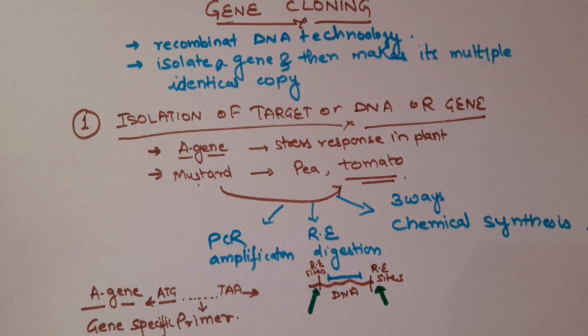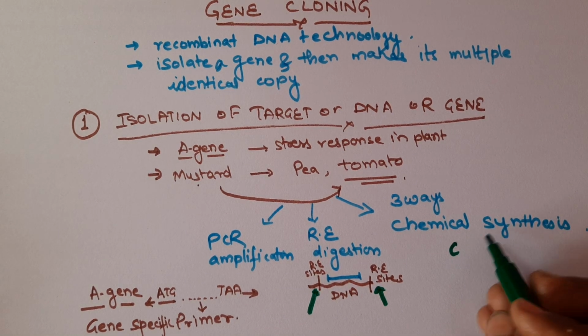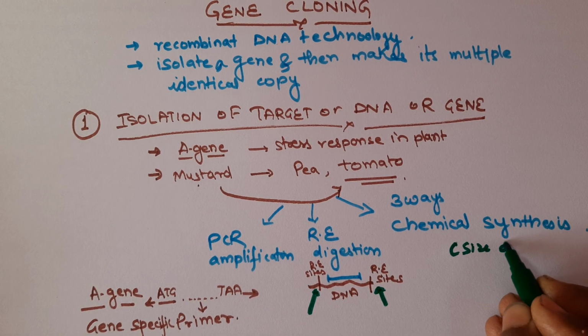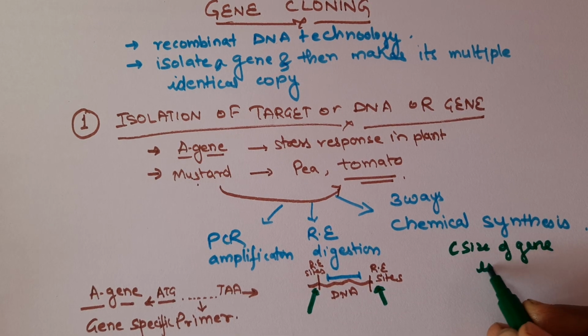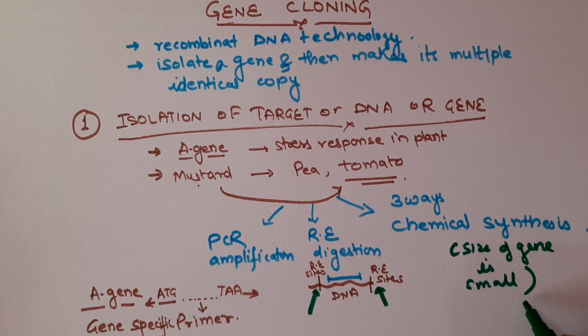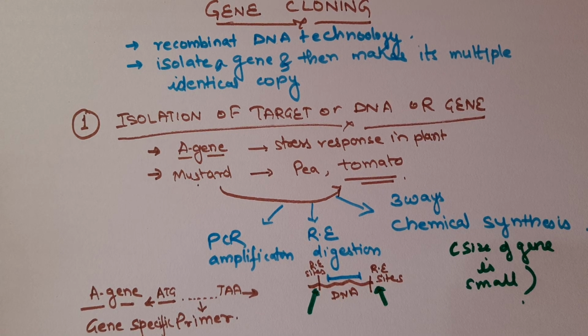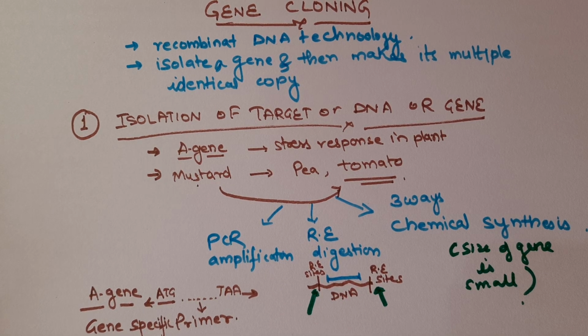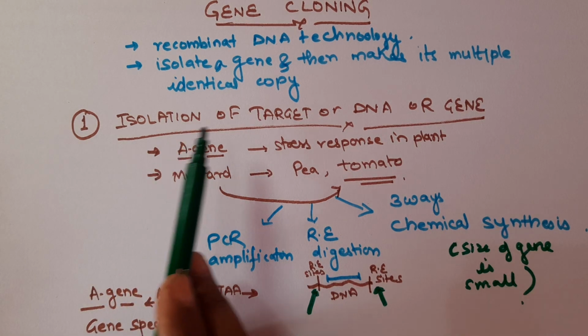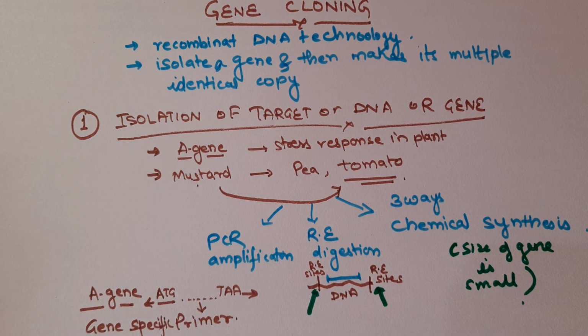We'll go for chemical synthesis of the gene if the size of the gene is small, because it's a costly process. In this process we chemically build the gene sequence nucleotide by nucleotide using automatic DNA synthesizers. There are DNA synthesizers that help in building the gene sequence. So this is all about the first step, that is the isolation of target DNA or gene.